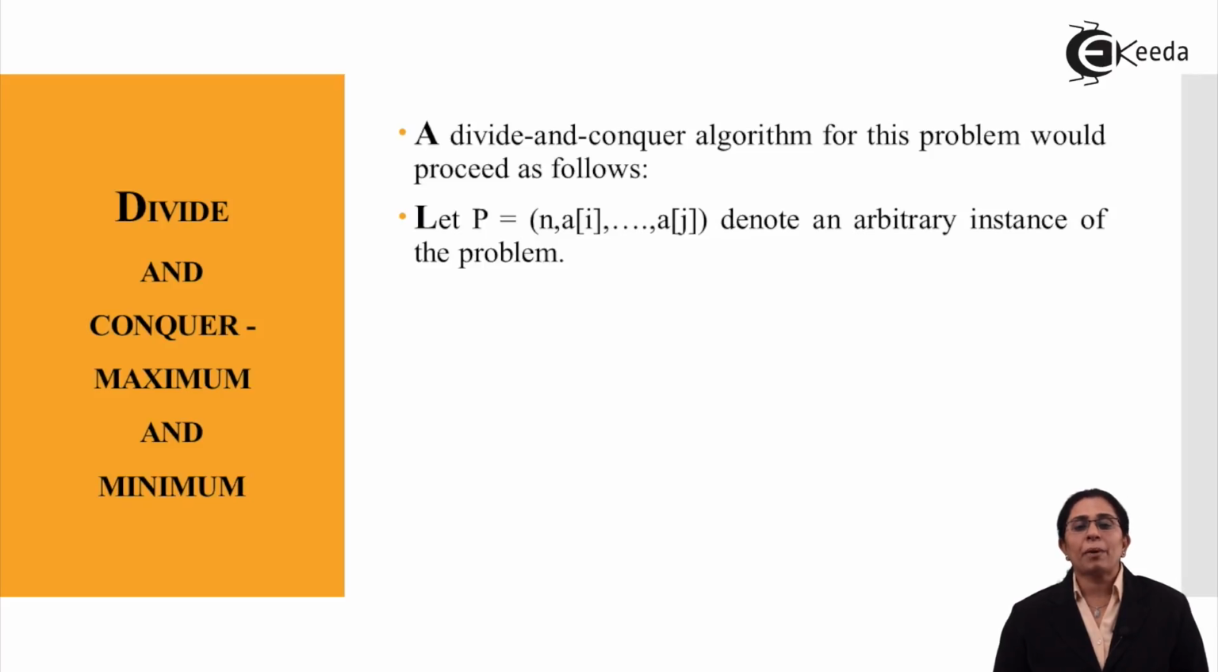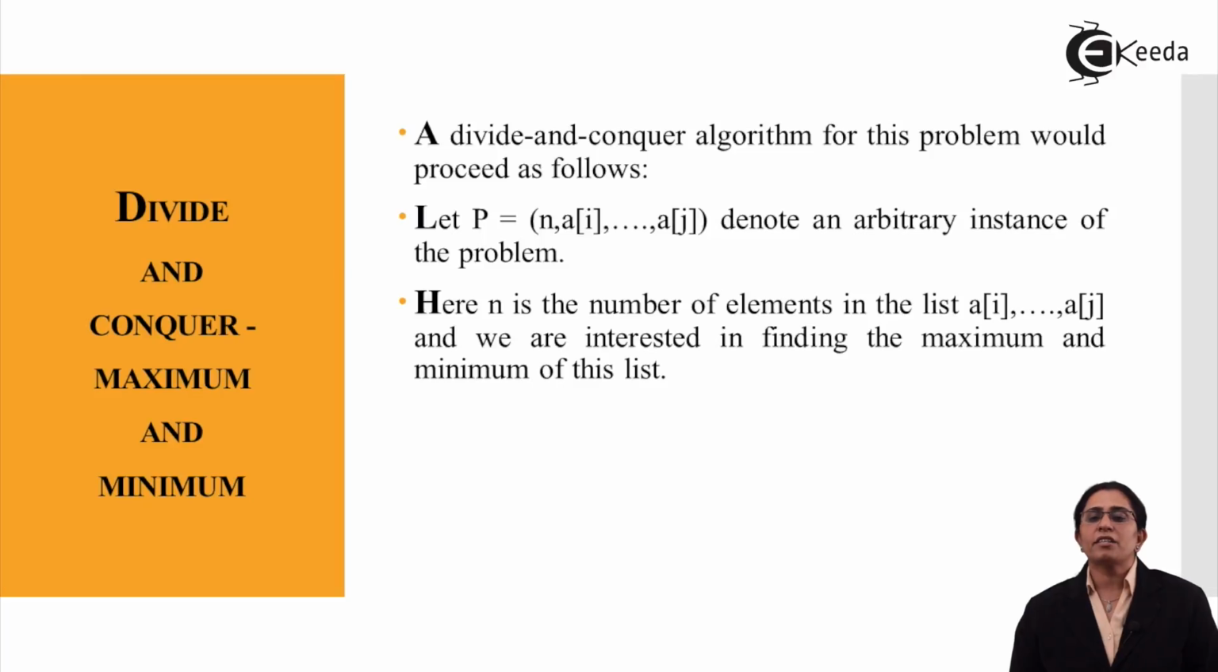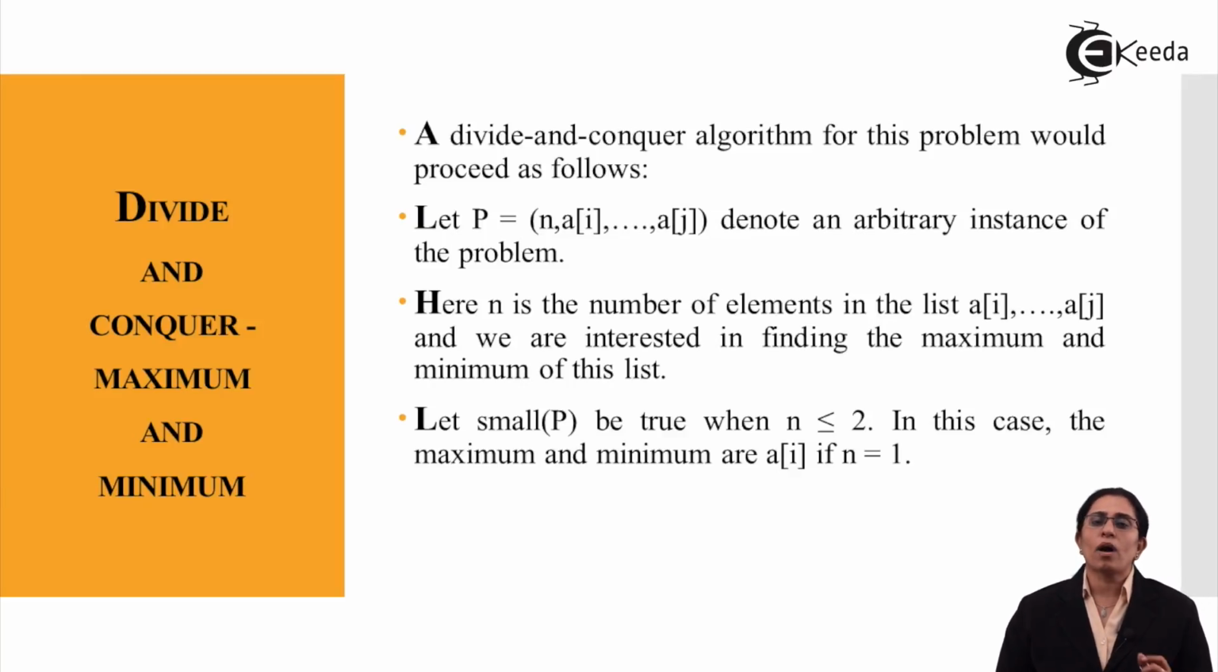We say let P equal (n, a[i], ..., a[j]). That is, it denotes an arbitrary instance of a problem, an in-between instance of my problem. Here, n is the number of elements of the list, that is a[i] to a[j], from a1 to a[n], and we are interested in finding the maximum and minimum from the list.